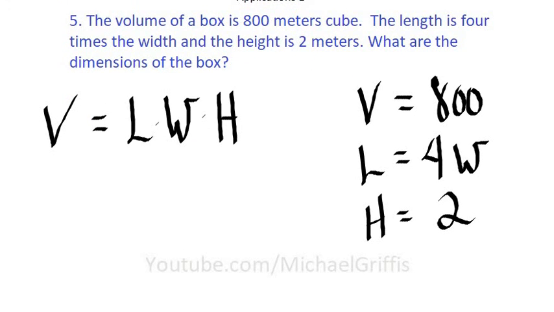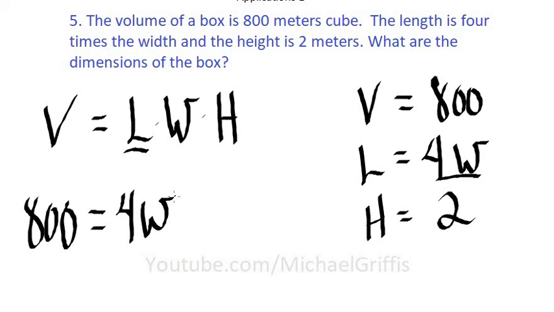So let's plug this stuff in. We have 800 is equal to the length. Now L is 4W, so let's put that in, and then we have W times H, and H is 2.